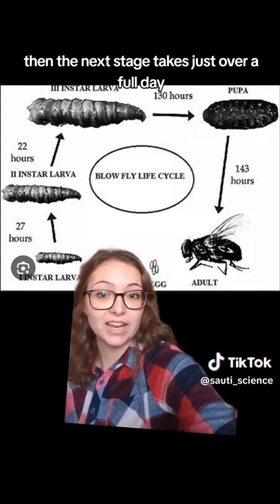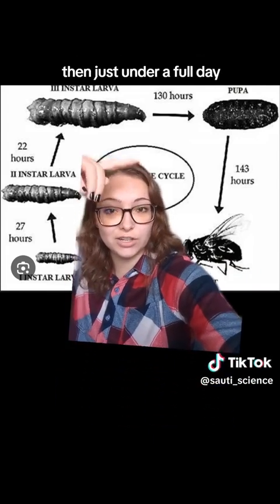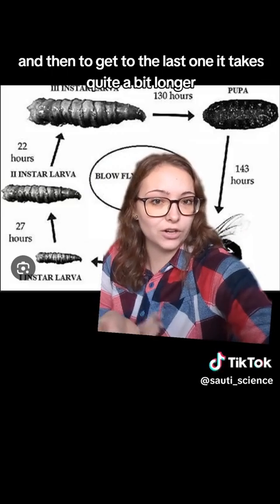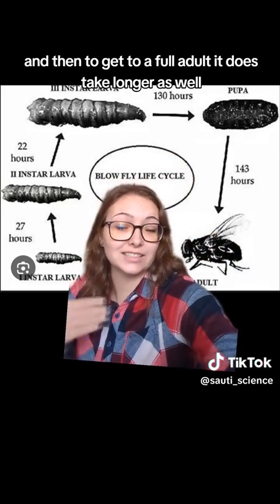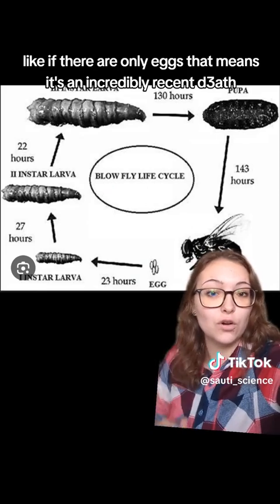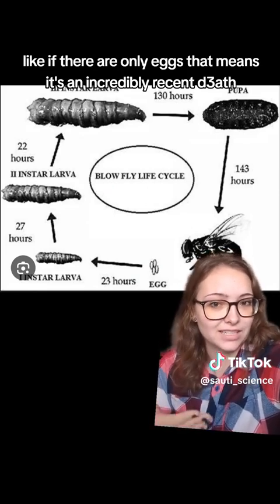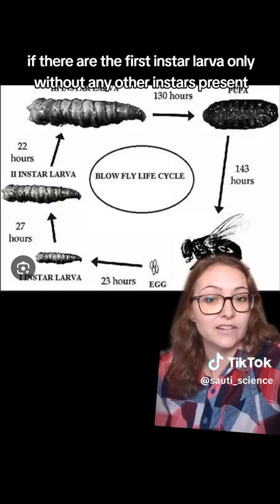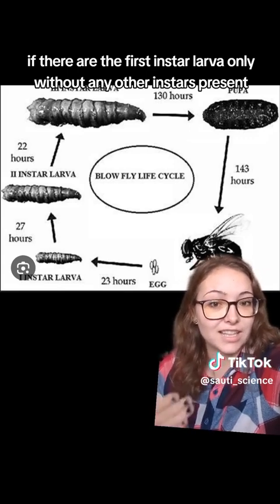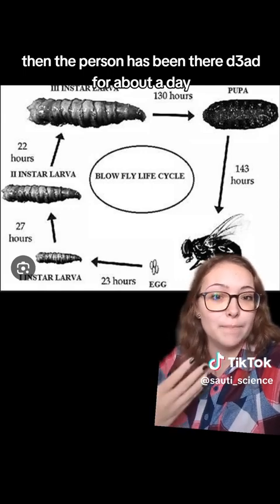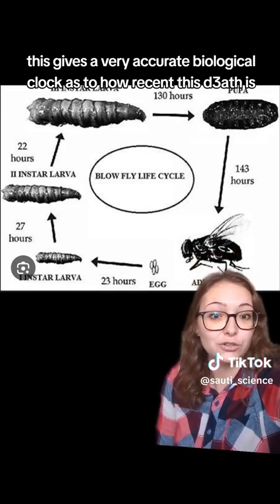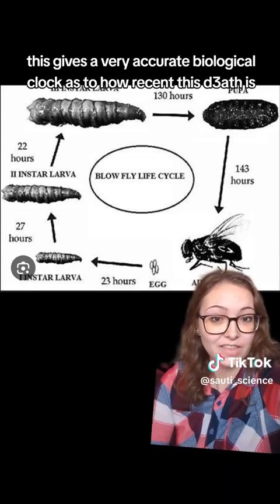Then the next stage takes just over a full day, then just under a full day, and then to get to the last one, it takes quite a bit longer. And then to get to a full adult, it does take longer as well, but by seeing what stage it's at, like if there are only eggs, that means it's an incredibly recent death. If there are the first instar larva only without any other instars present, then the person has been dead for about a day. This gives a very accurate biological clock as to how recent this death is.